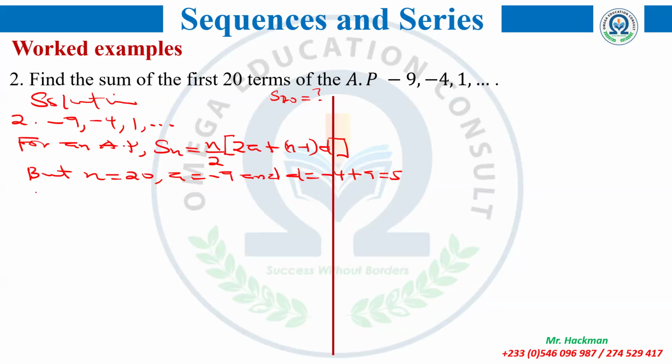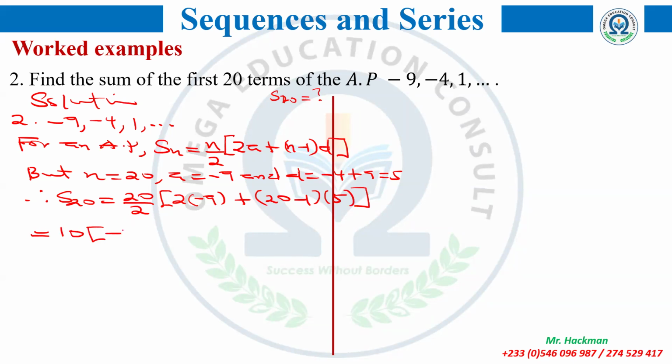Therefore S sub 20 will be equal to, so you are going to substitute, 20 over 2, then 2a, what is our a? Minus 9. Plus (n minus 1), n is 20, minus 1, then your d is 5, then your square bracket. So in effect, 20 over 2 will give us 10. Then you remove the bracket here, minus 18. You change this one to the ordinary bracket. Then this will give you 19 times 5.